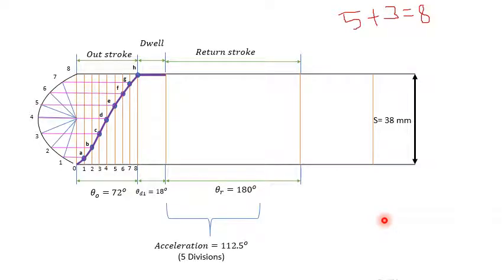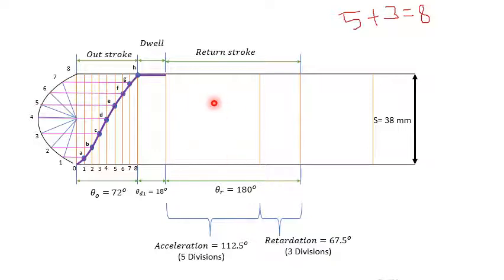We have calculated the acceleration period as 112.5 degree, and this acceleration period we have to divide into 5 divisions. This portion represents the acceleration period. The remaining portion is for the retardation period, which is 67.5 degree, and we have to divide this portion into 3 divisions.